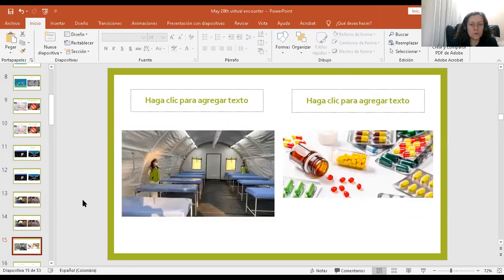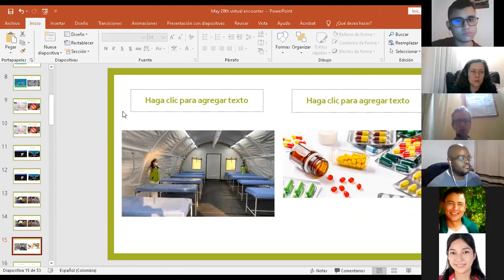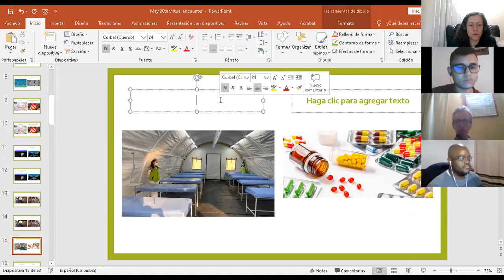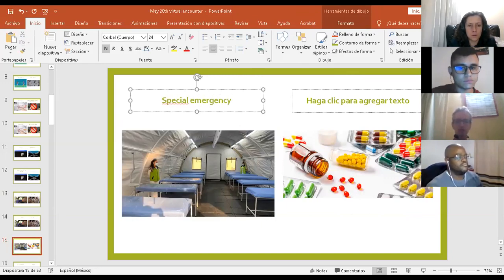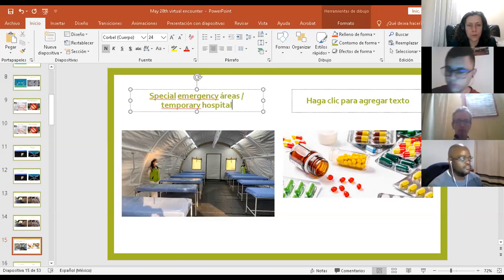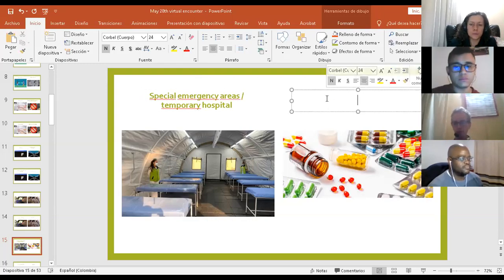Leonardo, these two? Special emergency areas. Okay. That's also a temporary hospital. And the other one? A lot of pills. Okay, good.